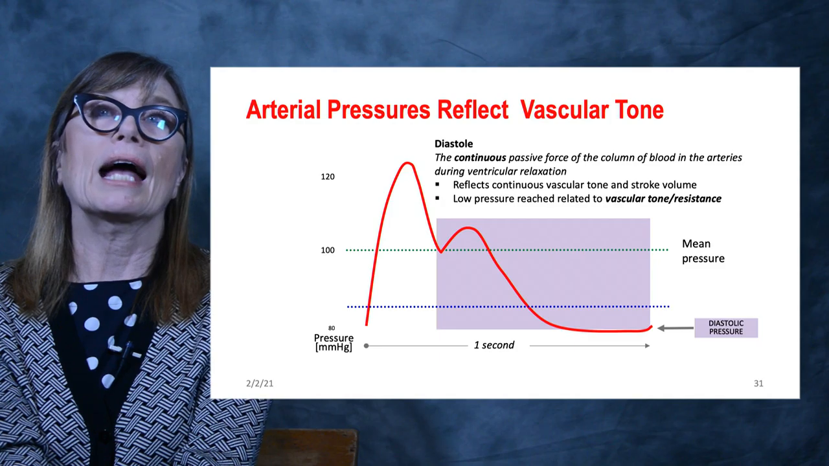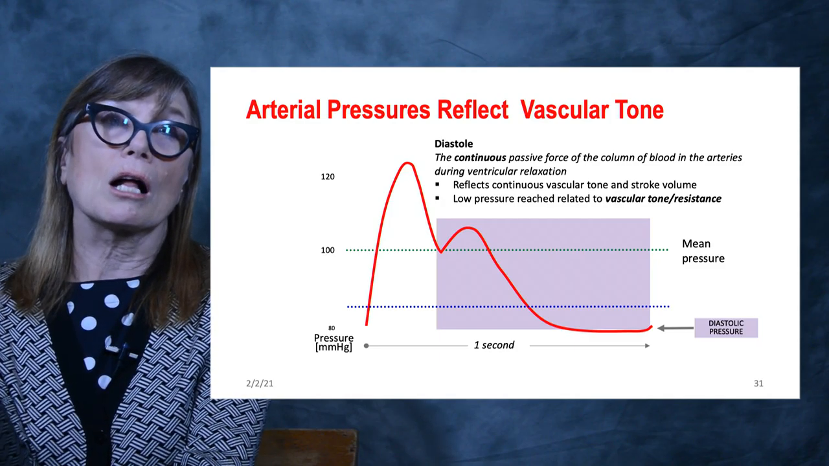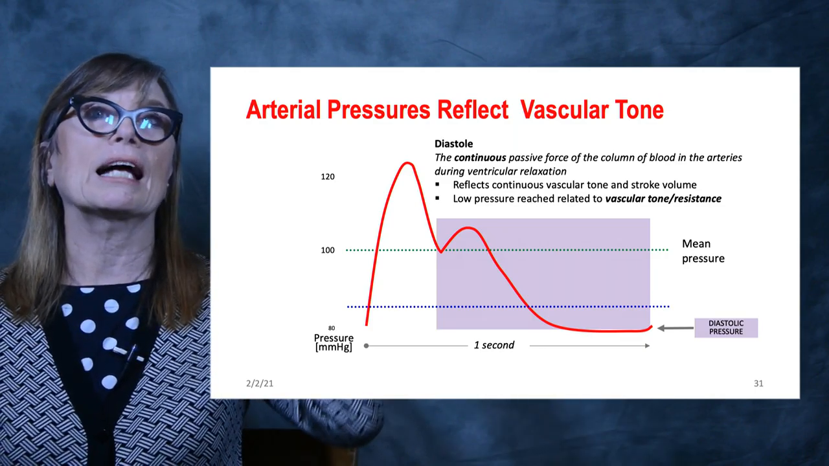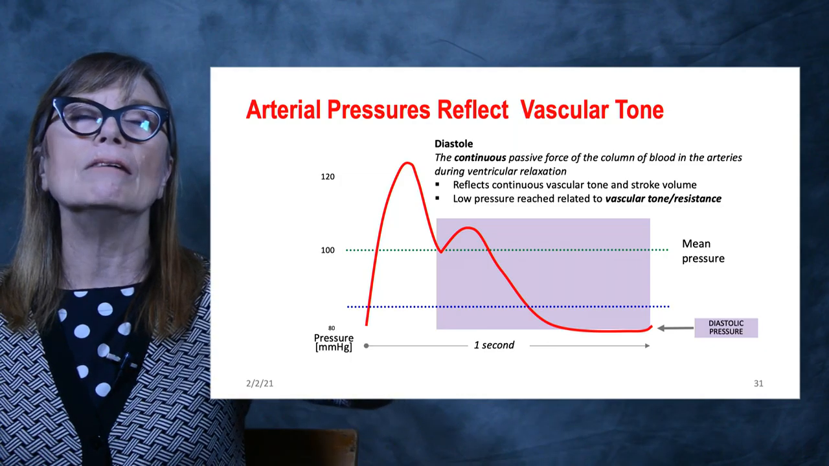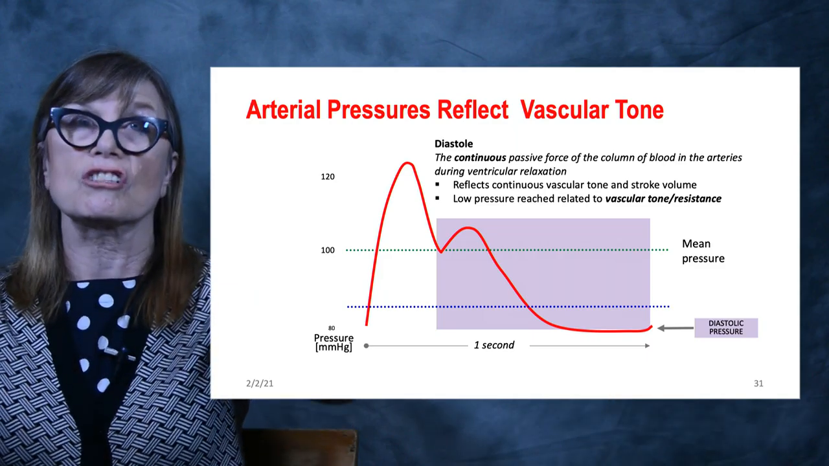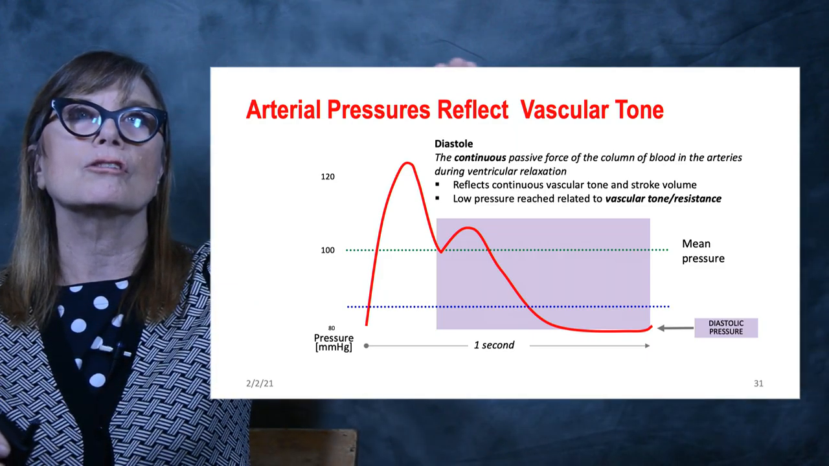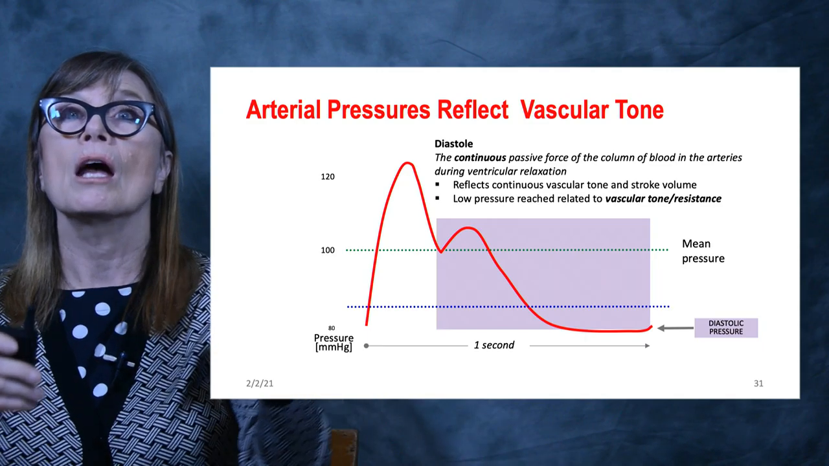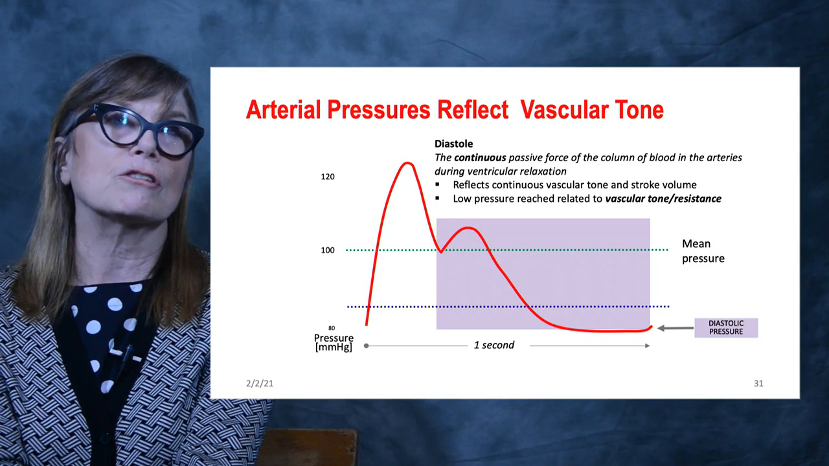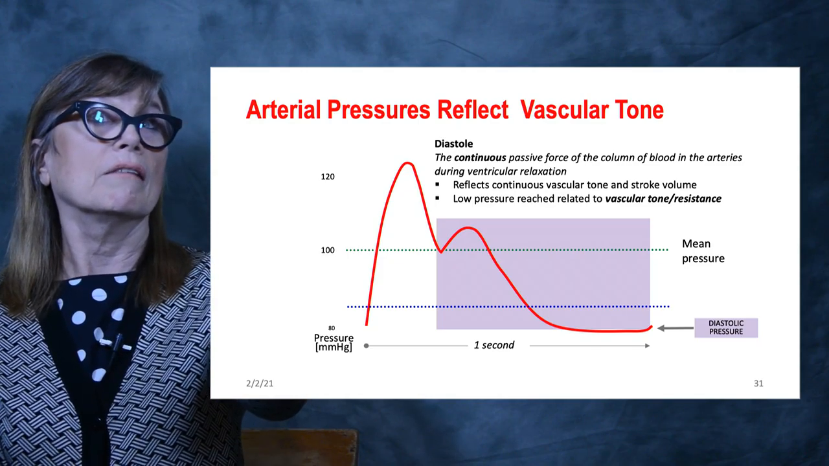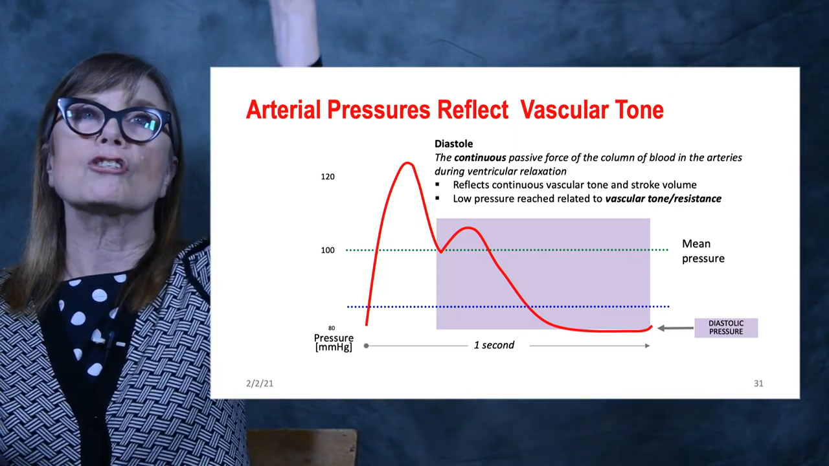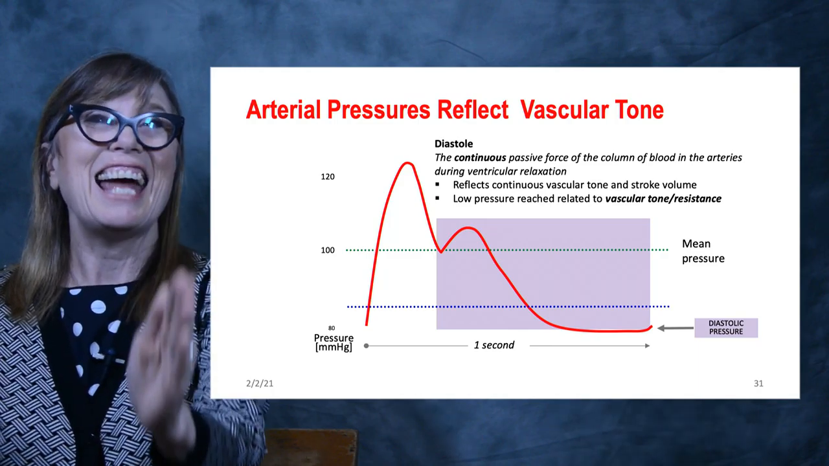Diastolic pressure reflects vascular tone. So the diastolic pressure is that low pressure just before systole, and that's actually reflecting the continuous passive flow of blood to the capillaries that was generated with the bolus, the systole. Systole, diastole, which is constant and continuous. And it is most significantly reflective of the state of your vascular tone or your vascular resistance. That's why we love to look at blood pressure. Ejection and tone. Ejection and tone.